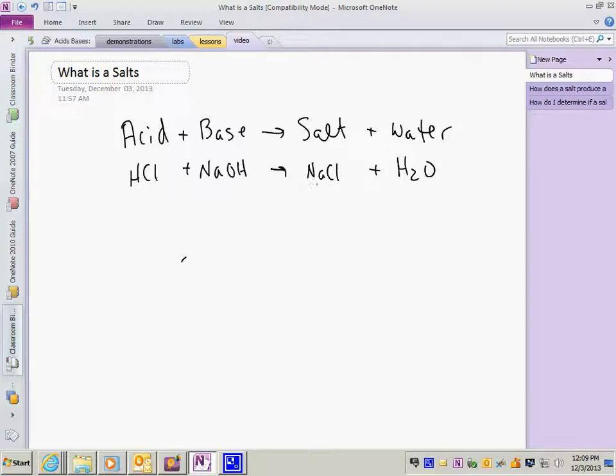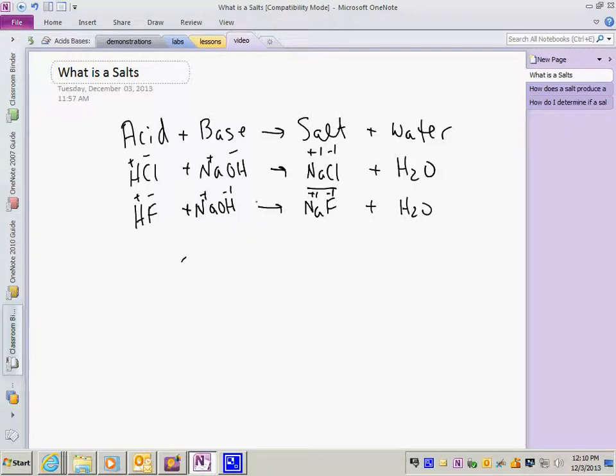I don't have to have NaCl being produced. This is the most common salt, commonly referred to as table salt. But I could have used HF as an acid and NaOH and produce NaF as my salt, and then my water would be here. Pretty simple. I have a cation, anion, cation, anion, cation, anion, and it's just a simple rearrangement of cations and anions to form the new option.